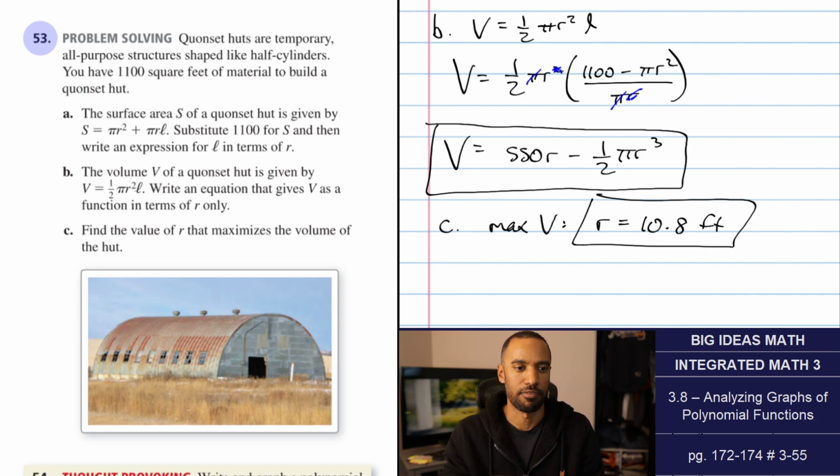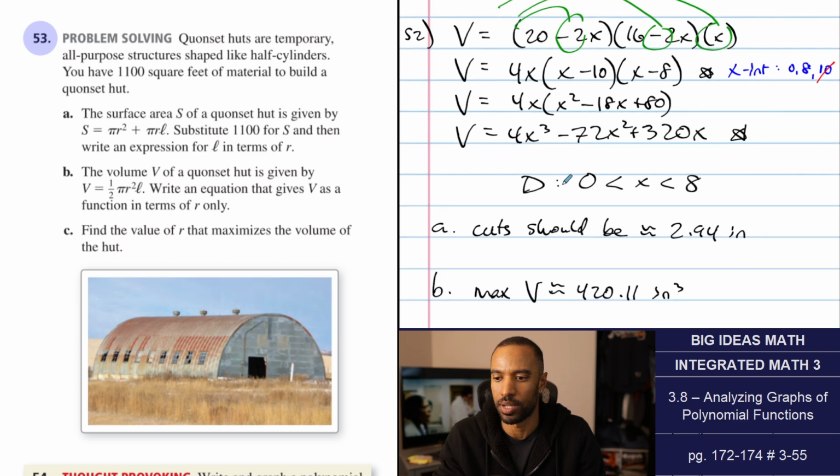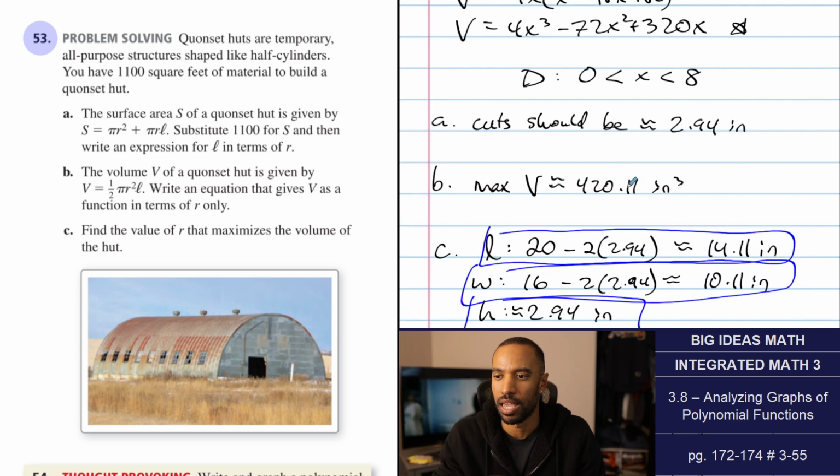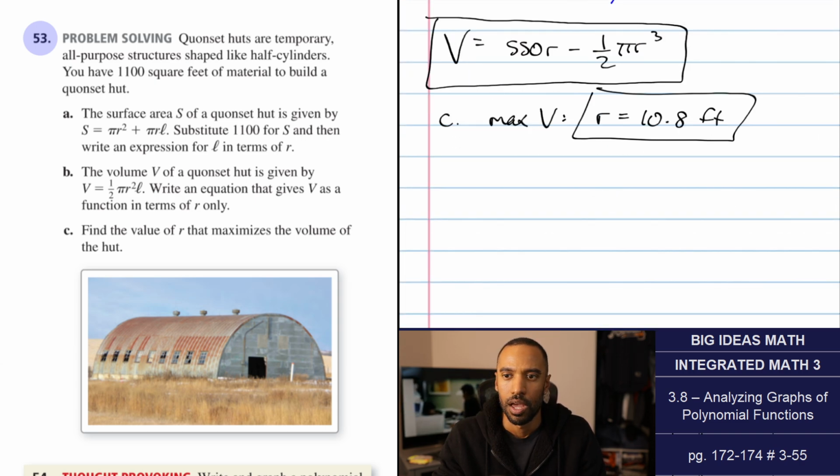That maximizes the volume. Now, with a problem like that, what I did from the previous problem, and I probably should have gone back to it, I said max volume is this many. Oh, yeah, that was cubed. Never mind, I'm good. All right, so I'll leave it be. Okay, number 54. I think that was it.